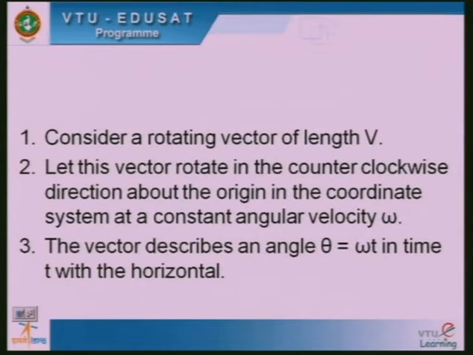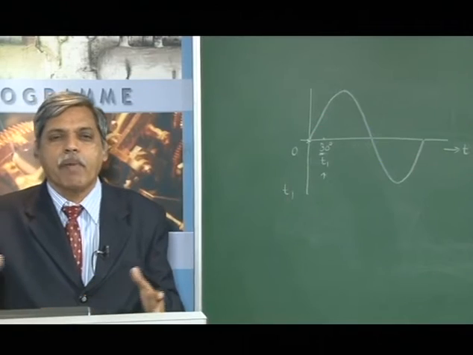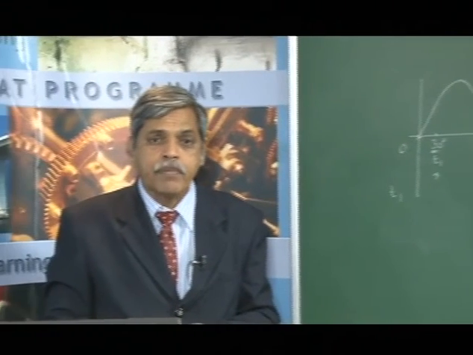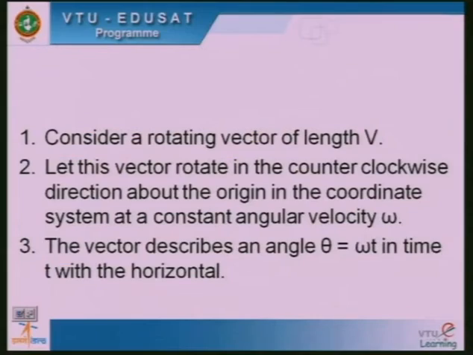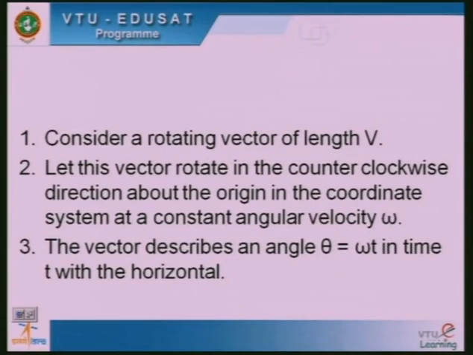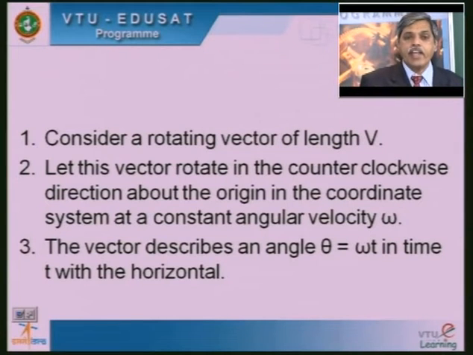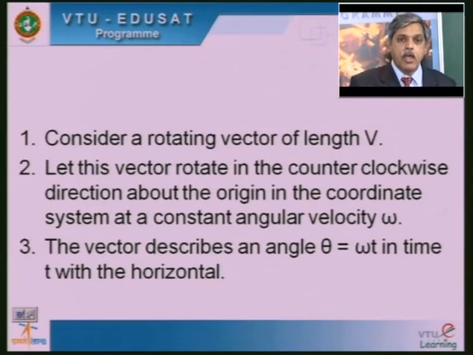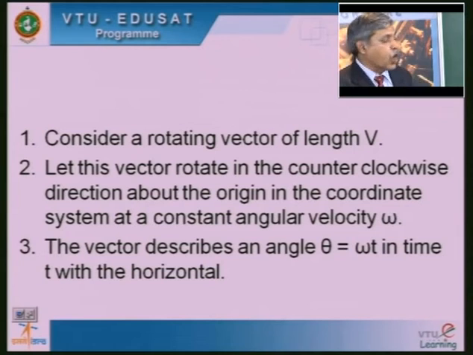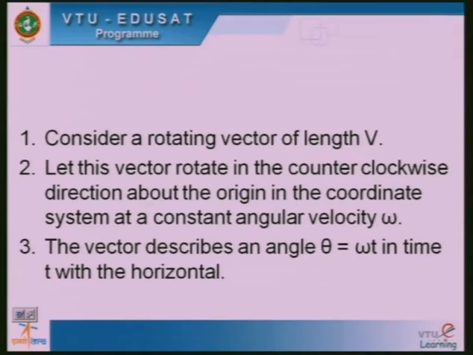See here we have one terminology in electrical engineering. All AC voltages and AC currents we call phasors. I just consider one rotating vector of a fixed length, let us say V or E. Let this vector rotate in the counterclockwise direction about the origin in the coordinate system at a constant angular velocity. I will just show you that.